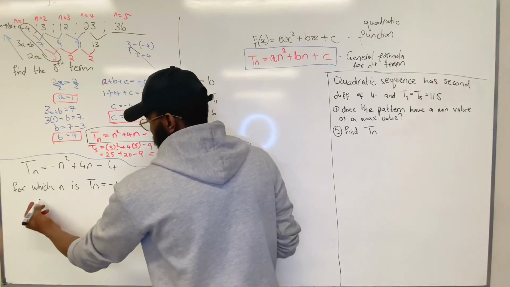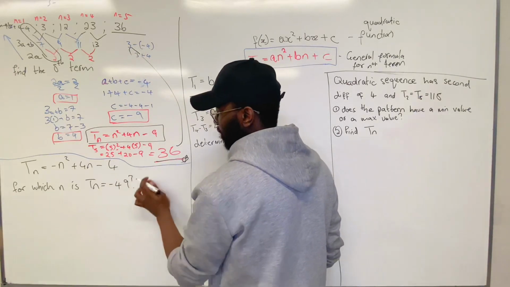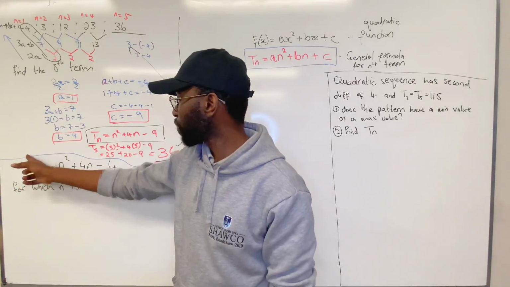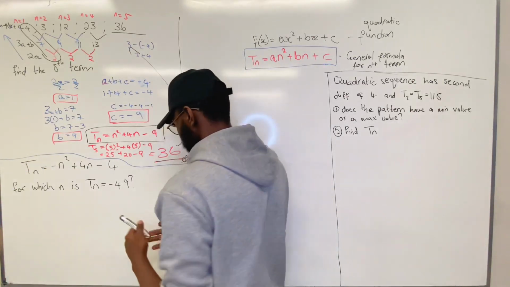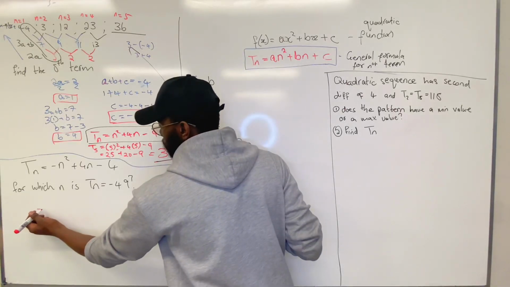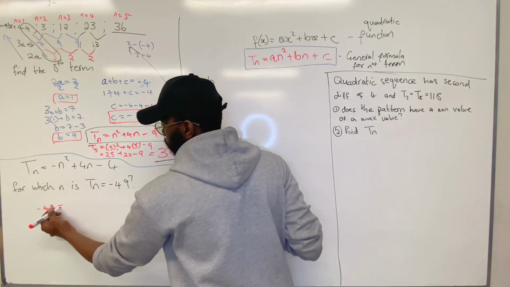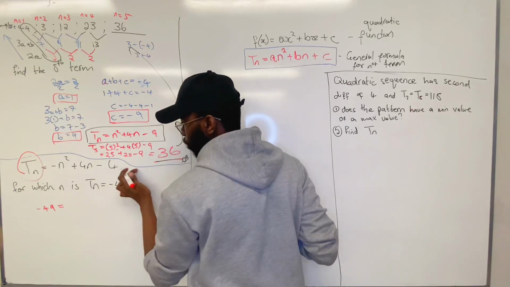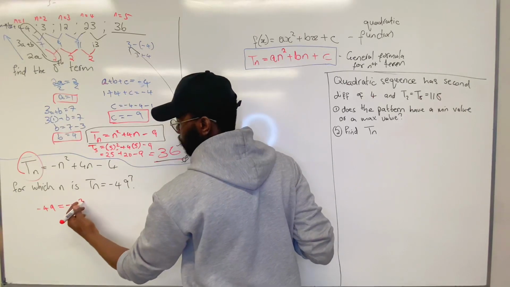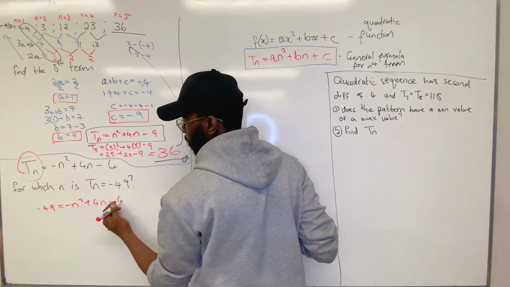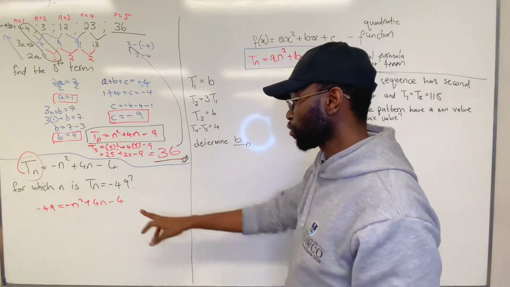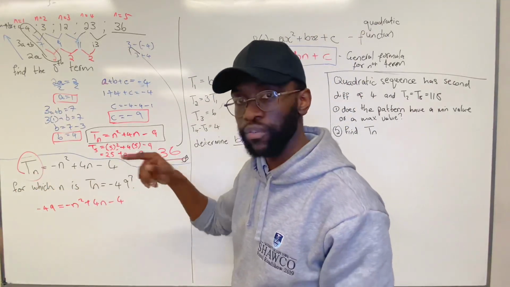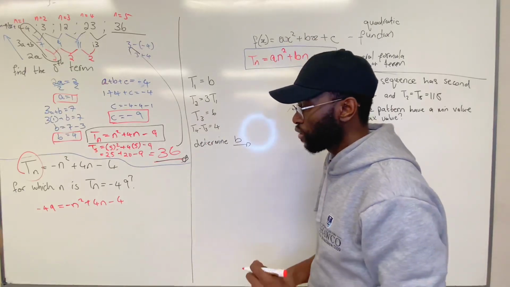We know that Tn is equal to minus 49, which means that this part of the formula will be equal to minus 49. This part is equal to all of this: minus n squared plus 4n minus 4. We substitute this minus 49, which is Tn, into Tn in our general formula, and then we solve for n.